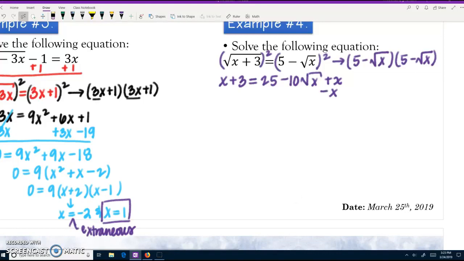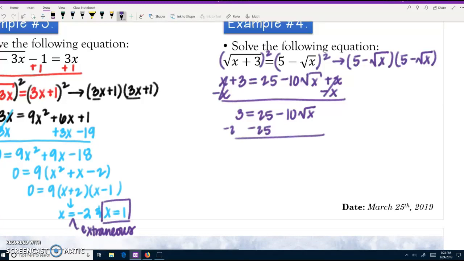The good news here, kind of what makes this an easier problem, is that with this one, the x's happen to cancel out right away. So I have 3 equals 25 minus 10 root x. So then what I want to do is subtract 25 from both sides. 3 minus 25 is going to give me negative 22, which is equal to negative 10 times the square root of x. And then what I want to do there is divide both sides by negative 10, and that's going to give me positive 2.2 equals the square root of x.